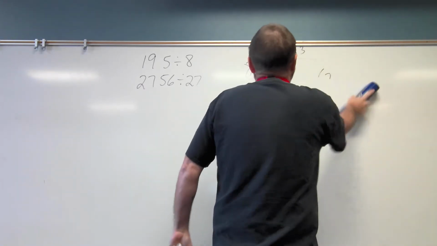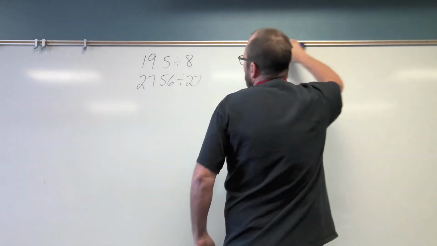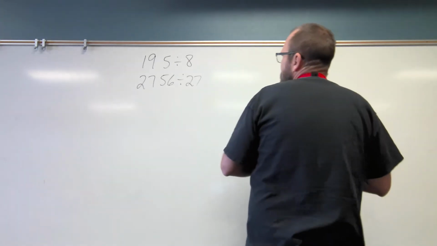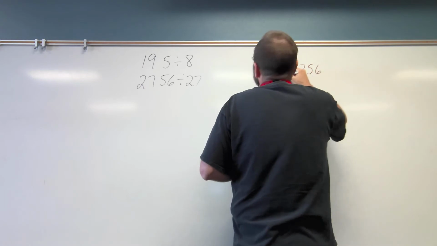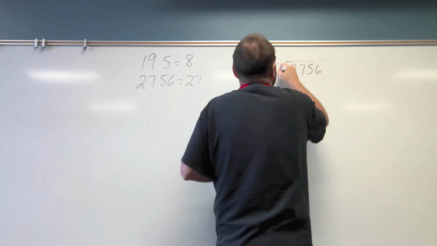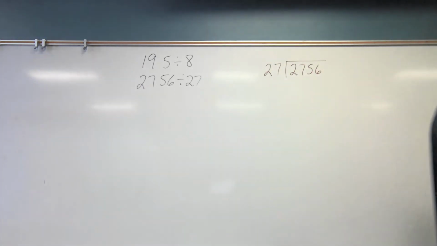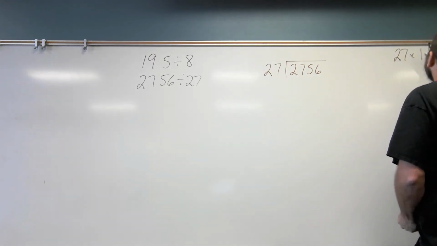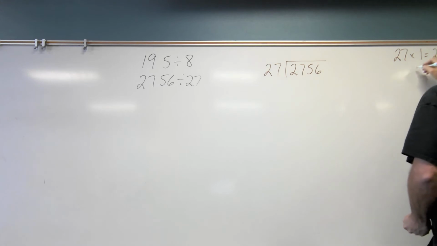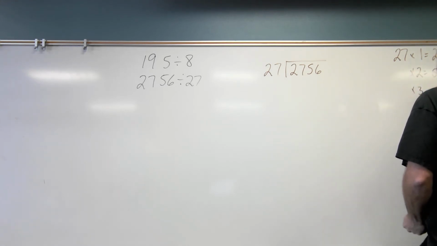All right, let's look at 2,756 divided by 27. Now I must start with the most difficult part of division, which is listing my multiples. So 27 times 1 is? 27. Times 2 is? Times 3 is?